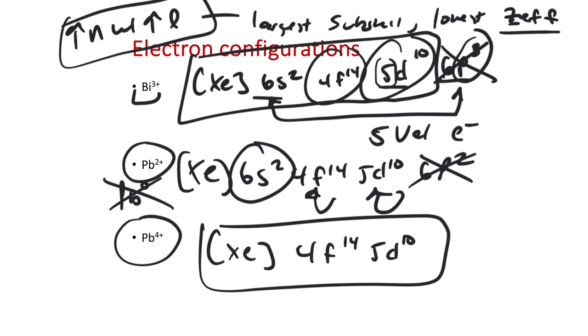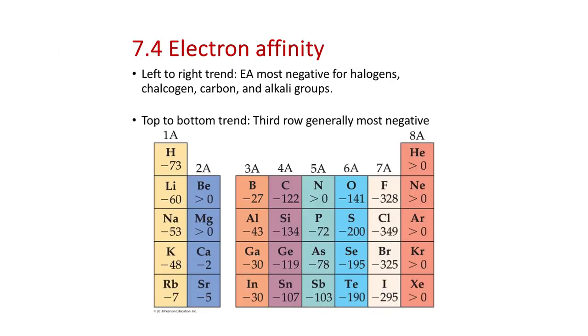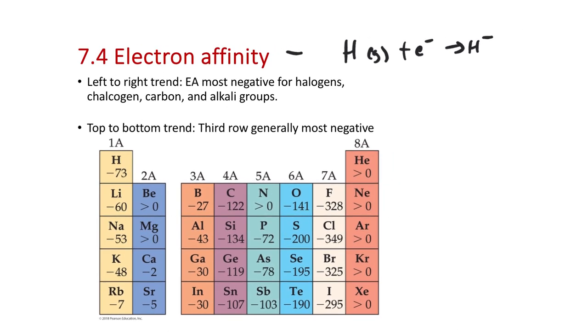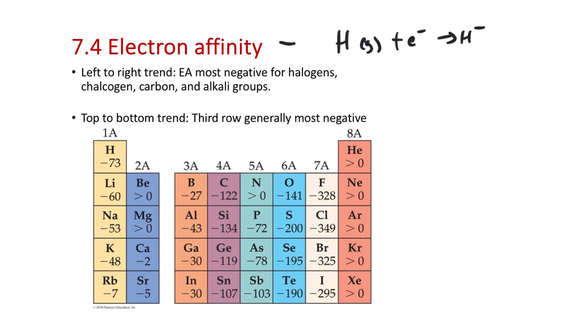Okay, let's see one more slide, and let's look at a couple review problems from chapter 7. So this is a table of electron affinities. Electron affinity is the energy associated with absorbing an electron. So these are the reactions of, like, H as a gas absorbing an electron to make H minus. The energy of this reaction is minus 73 kJ per mole.